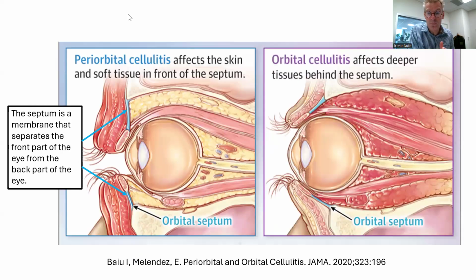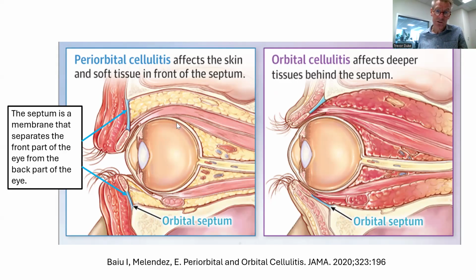And to understand the complications of periorbital cellulitis, you need to understand the difference between two types of infection. One's called periorbital cellulitis, where the infection is of the eyelid and surrounding the eye. And the other is orbital cellulitis, where there's infection below the orbital septum. And the orbital septum is a thin sheath of fibrous tissue that goes between the orbit and the eyelid, and that separates the eyelid externally from the orbit itself.